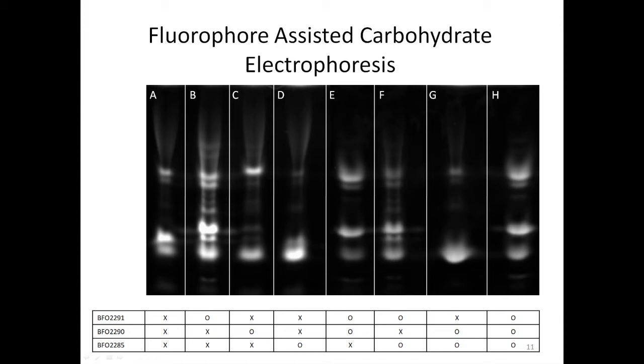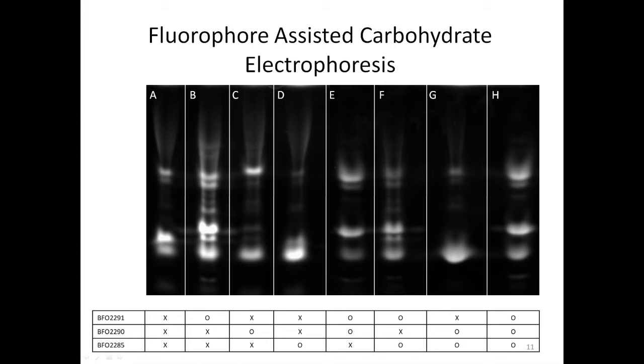Finally, there was the triple protein digest in H, where I was expecting to find another different banding pattern, but what I found was pretty much identical to E, which was just the digest of BFO2291 and BFO2290, which would indicate that BFO2285 was either inactive or unable to perform its catalytic function in this state.